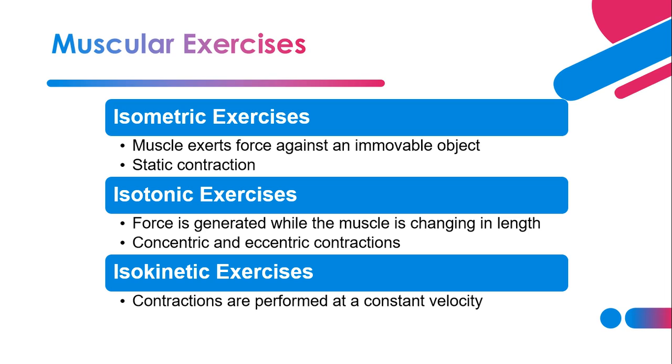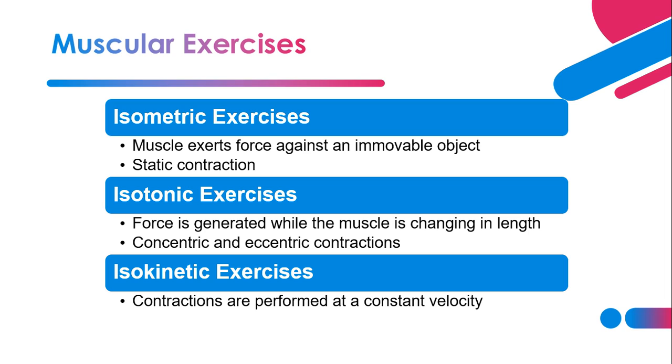There are different types of muscular exercises. Isometric, isotonic, and isokinetic exercise can be used to develop muscular strength and endurance. Body movements depend on the contraction of muscles. As a muscle contracts, tension is created within the muscle, and the muscle shortens, lengthens, or remains the same.